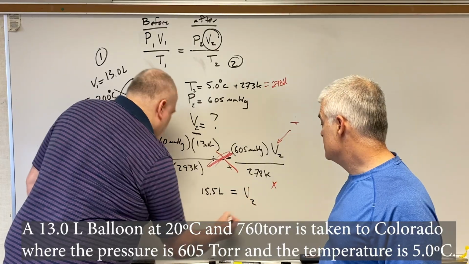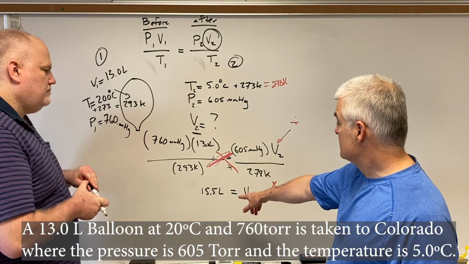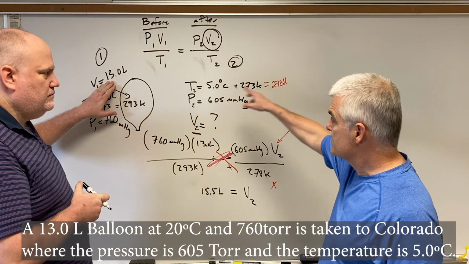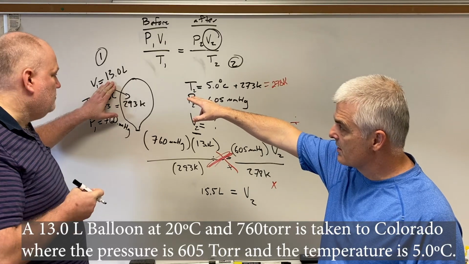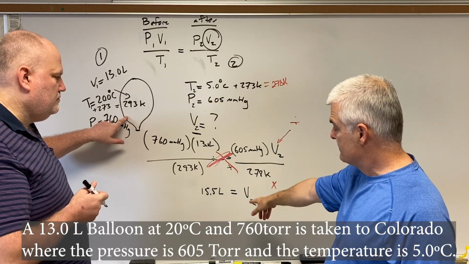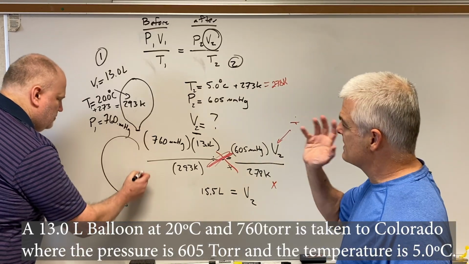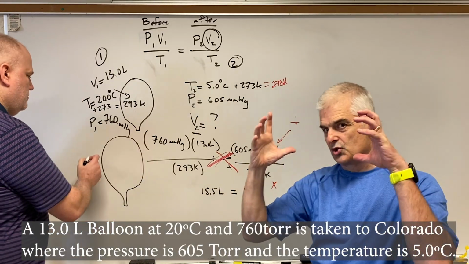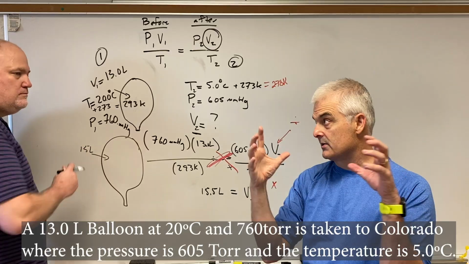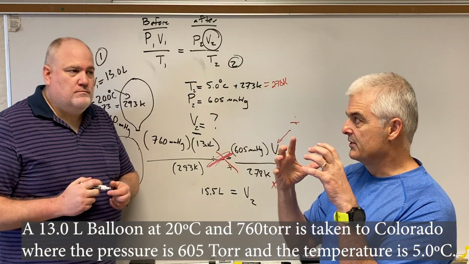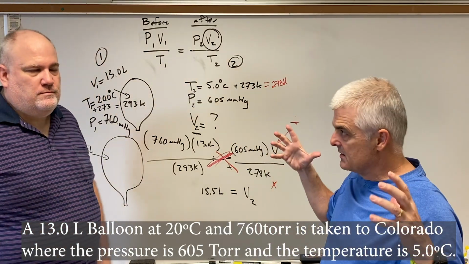So the volume is 15.5 liters. Does that make sense? The volume started at 13 and it went up to 15. Now, you can think this through. The temperature dropped, which would shrink the balloon, right? Because the molecules are moving slower. But the pressure went down, which expanded the balloon.